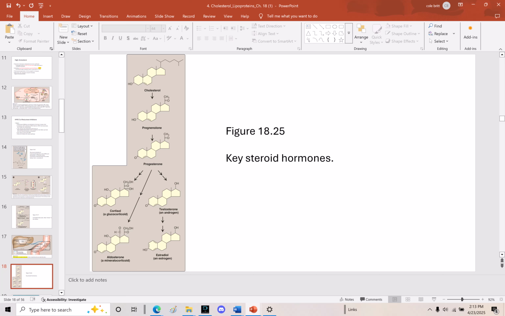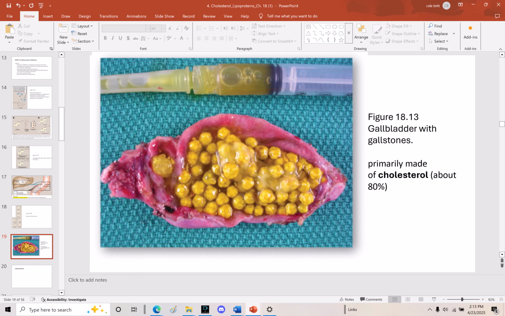So here you go, gallstones. So this is a gallbladder full of gallstones, which are primarily about 80% cholesterol.